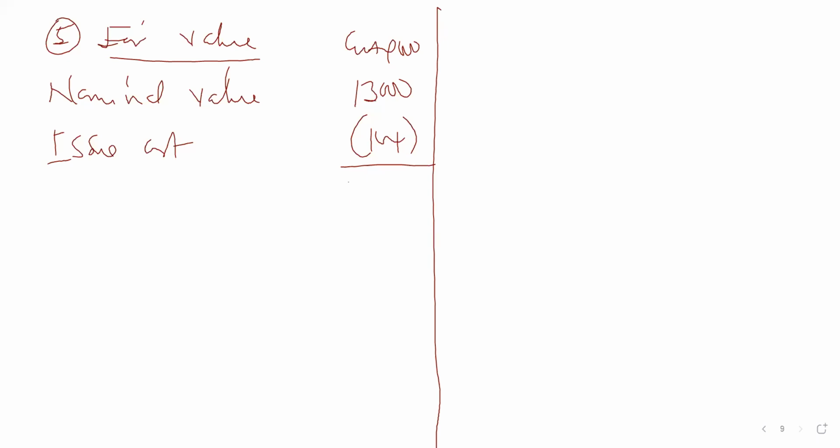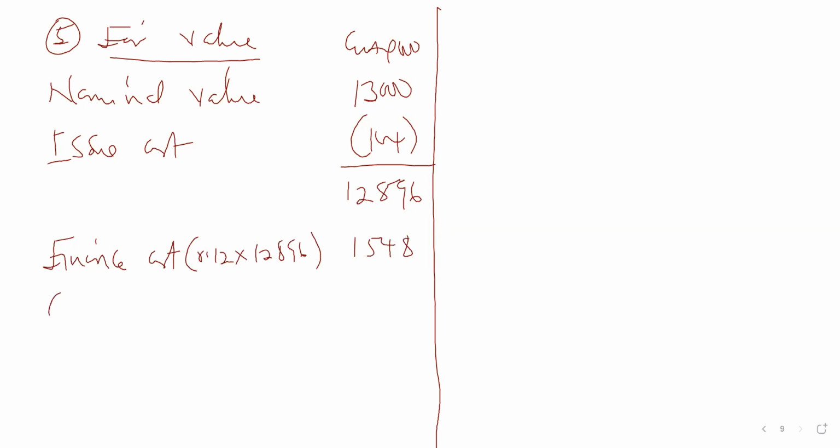$12,896. So what do we do? We calculate the finance cost on this value. What is the finance rate, the effective interest rate? 12%. So we now have 1.12 times 12,896. What are we getting? 1,548.